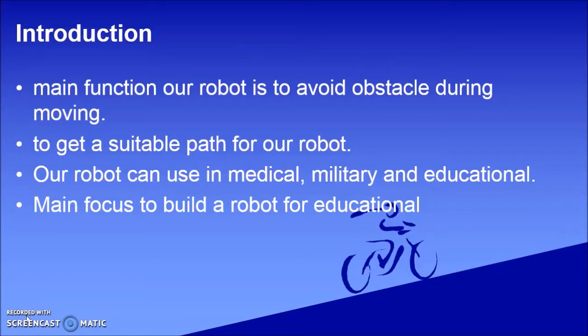Now, let me introduce our project. The main function of our robot is to avoid obstacles while moving, which means it will not crash into things. When it detects an obstacle, it will avoid it. And our robot can find a suitable path.